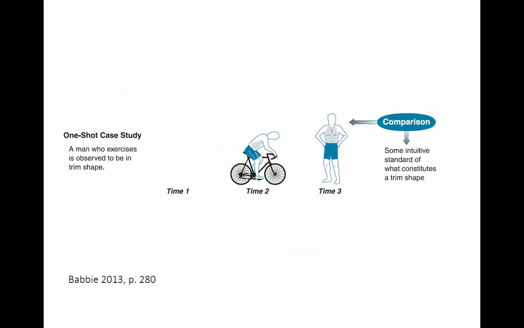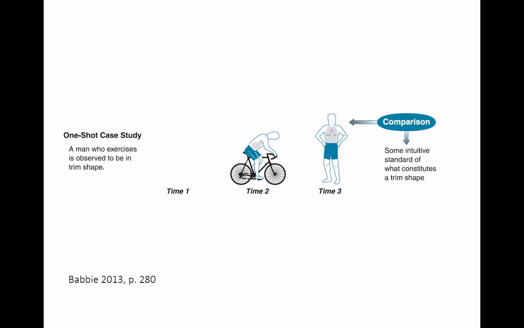So let's start with the first one. This is probably the one that you might have associated with the experiment to begin with. There's a group of people, I do something with them, and then I observe them. Imagine the example: a man who exercises is observed to be in good shape. That's what I'm observing.